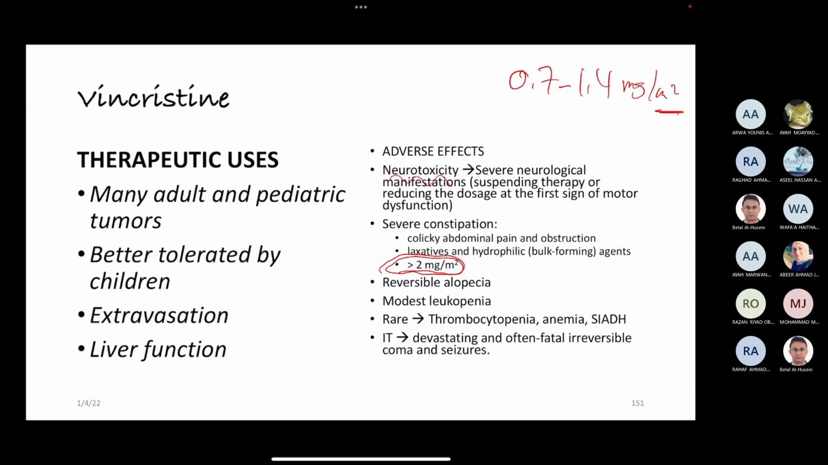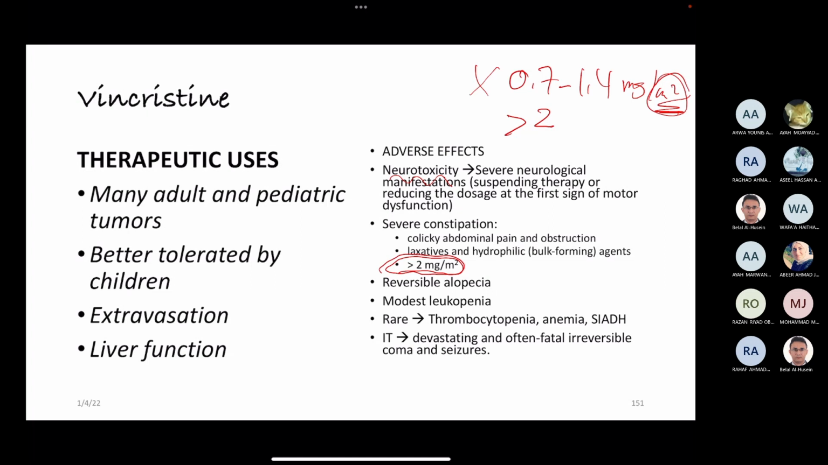As we said, we calculate the body surface area and then multiply that with the dose for the patient, which gives us the dose you have to give for vincristine. But for vincristine in particular, if you calculate the dose and it was more than 2, you cap the dose at 2. If it came out as 2.4, you don't give more than 2. You cap the dose at 2 milligrams for vincristine in particular.